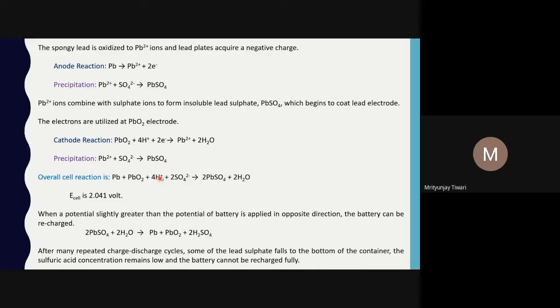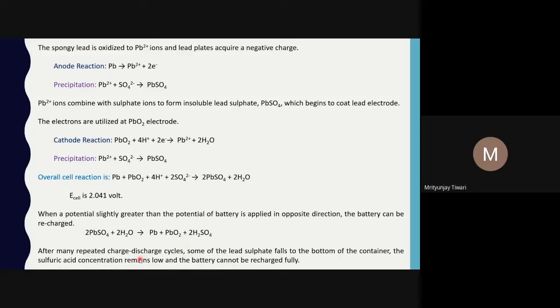This is 2H2SO4 actually. 4H plus and 2SO4 minus ions means it is 2H2SO4 molecules. So in place of 4H plus 2SO4, you can also write Pb plus PbO2 plus 2H2SO4 gives 2 PbSO4 plus water. And just the opposite, the reverse reaction will take place, and this we call the charging of the battery or the lead storage battery.